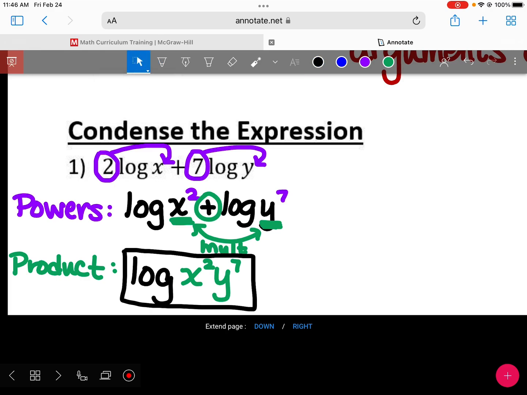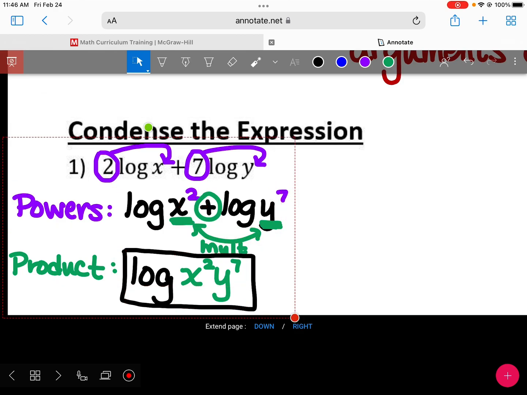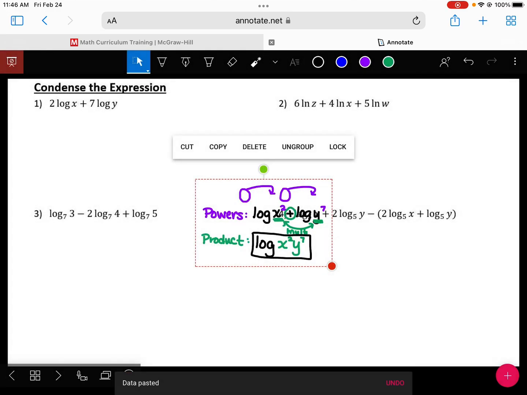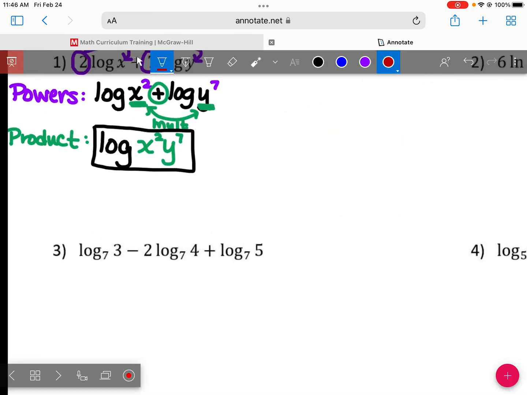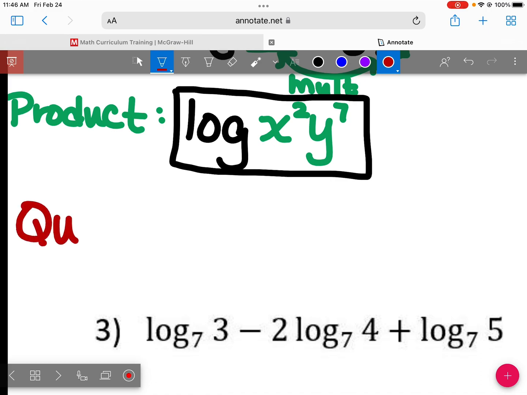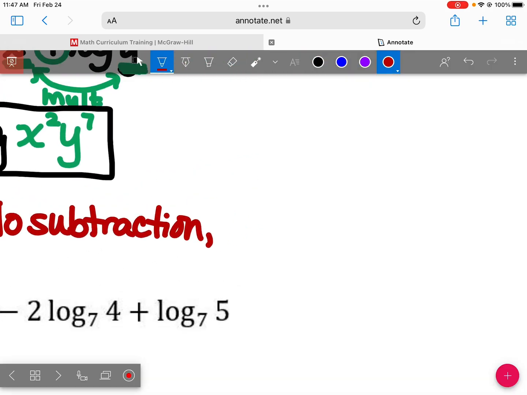I'm going to pop this up a little bit higher on my screen for us to do that next one. Let me copy my work on here. All right. And I'm going to make a quick little note. Quotient. There was no subtraction. So we skip this. If you see subtraction, we can't skip it. But if there's no subtraction, we get to skip that step.